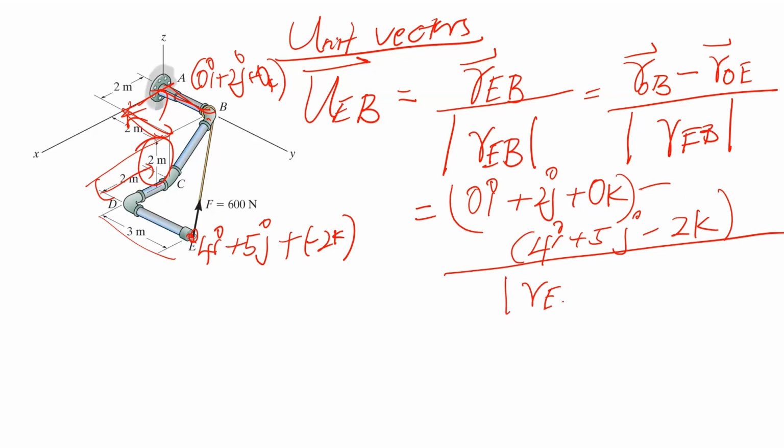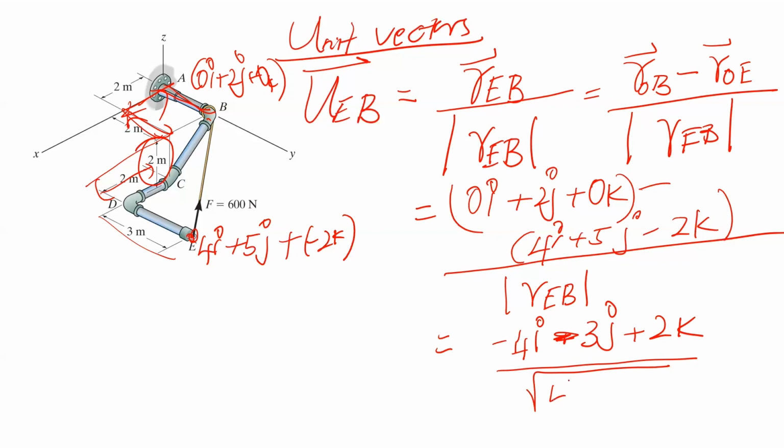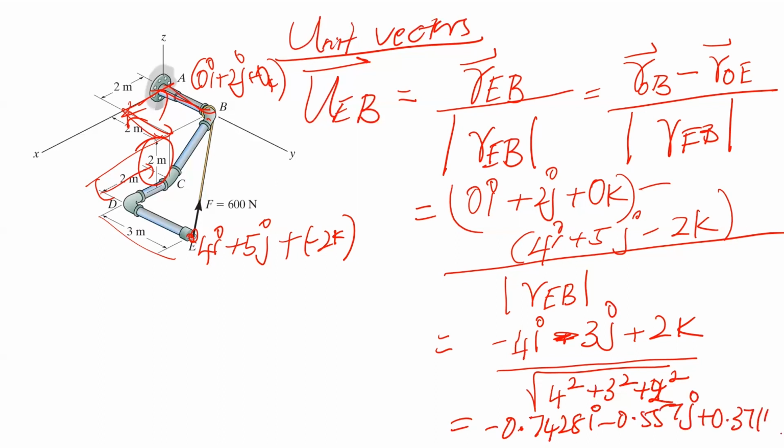And then I can get the magnitude of EB. By simplifying that, I get my position vector: minus 4i, and then 2 minus 5, that's negative 3j, and then 0 minus 2k, so that's plus 2k. Now I'm going to get the magnitude by taking the square root of 4 squared plus 3 squared plus 2 squared. By simplifying that, I get my unit vector as around 0.7428i, minus 0.557j, plus 0.371k.